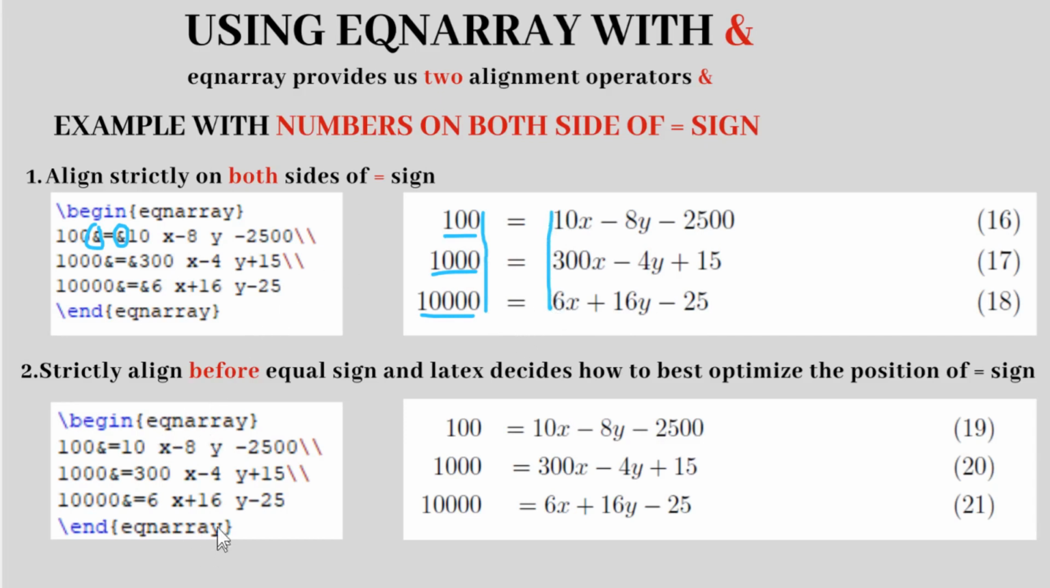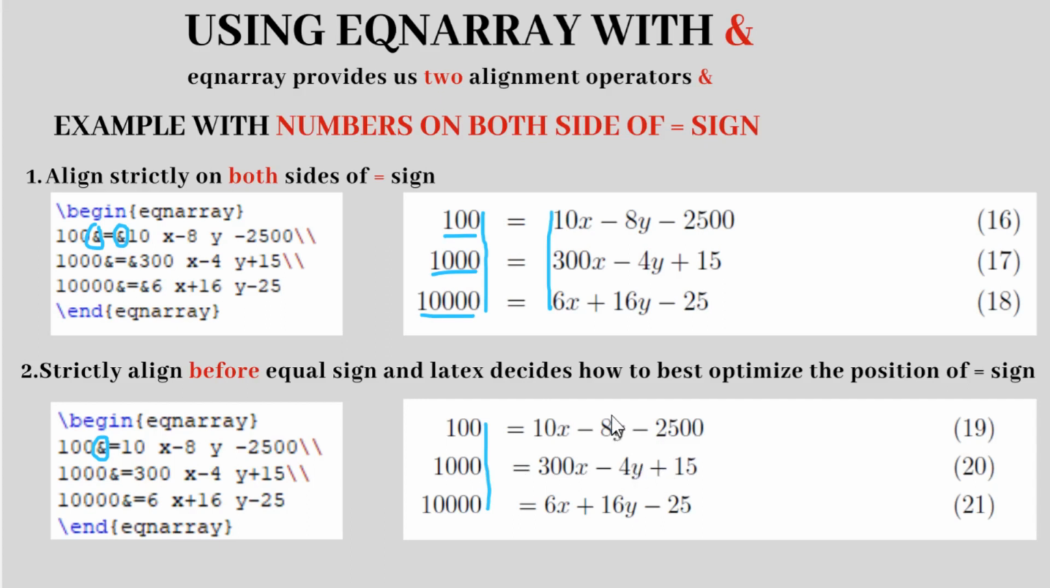Now in the second case I am using only one ampersand operator before this equal sign. So the result, as you can see, is that before the equal sign the numbers are aligned, but after the equal sign, and the equal sign itself, they are optimized by the software.